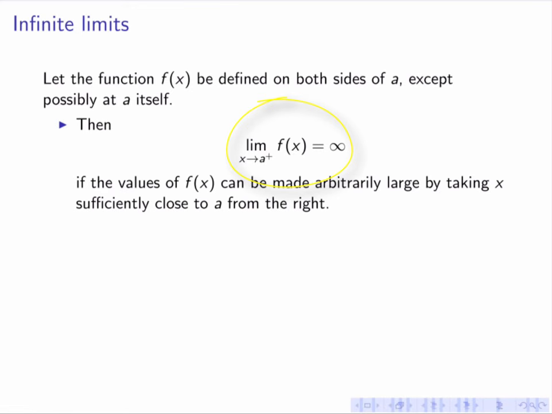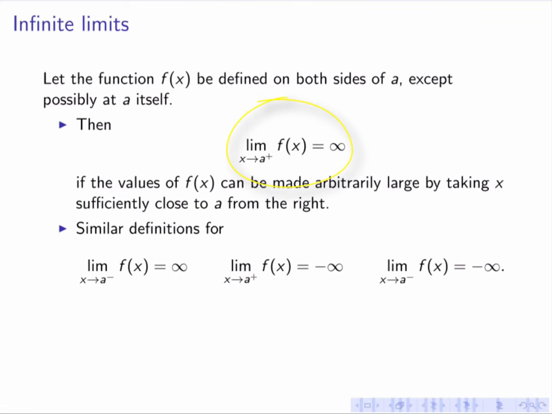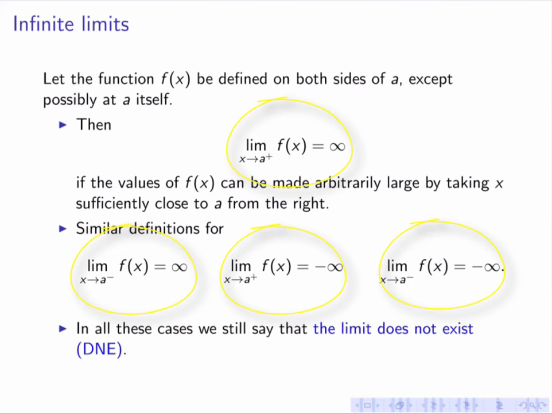Now I can go to plus infinity or to minus infinity for large negative numbers, and I can come from the right and from the left to this point. So I have basically four definitions. Similarly, we can have a left-sided limit going to infinity, a right-sided limit going to minus infinity, or a left-sided limit going to minus infinity. All these cases are called infinite limits, and I will give you a few examples in a second. In all these cases, we still say that the limit does not exist. Although we have this wonderful symbol of infinity, we still say the limit does not exist.